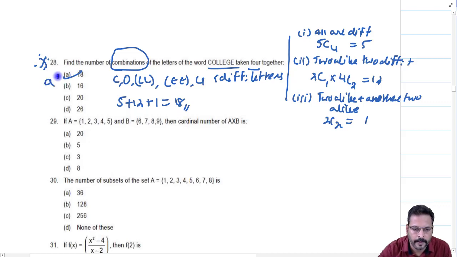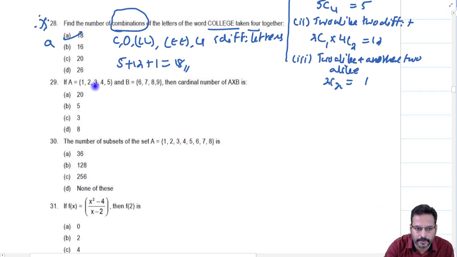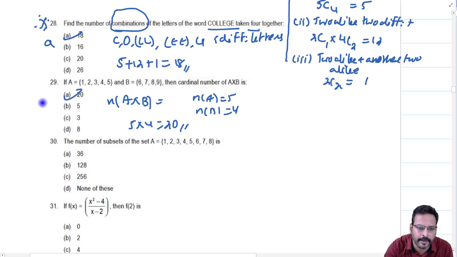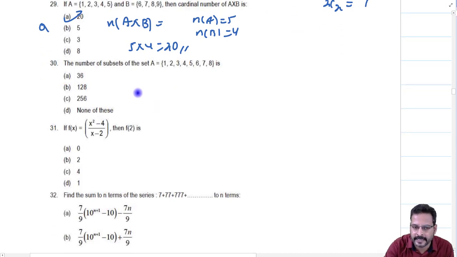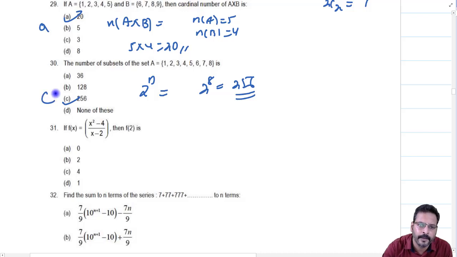Choice A. Then if A is equal to {1, 2, 3, 4, 5} and B is equal to {6, 7, 8, 9}, find the cardinal number of A cross B. n(A) is equal to 5, n(B) is equal to 4. Therefore 5 into 4 will be 20, the cardinal number. Choice A. Number of subsets: if a set contains n elements, the total number of subsets is 2 raised to n. In the given scenario, 1 to 8, so 2 raised to 8, which is 256, will be the number of subsets.